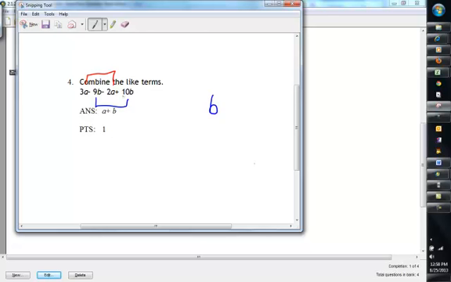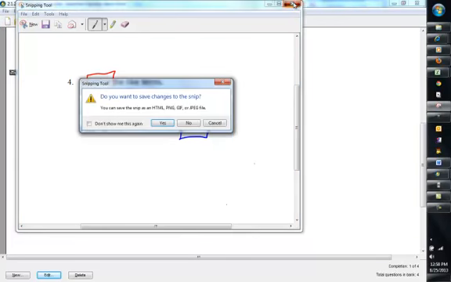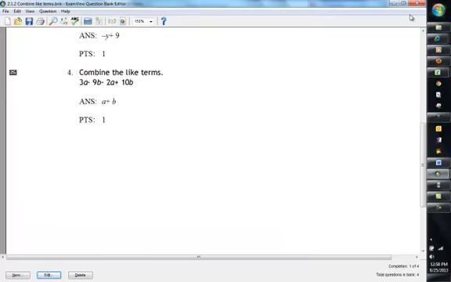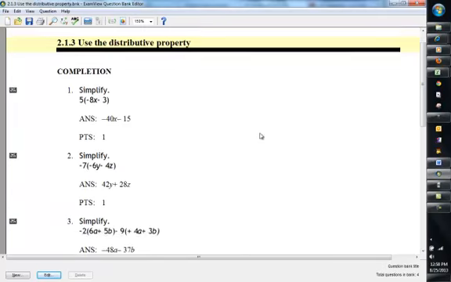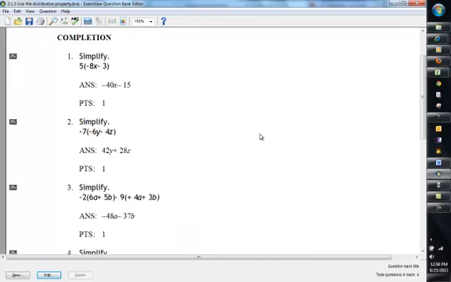And then 3A minus 2A is an A. So we have A plus B. I always like to write my letters in alphabetical order like this also, so that you make sure that you collect the like terms correctly. Next one is we can also simplify expressions using the distributive property.